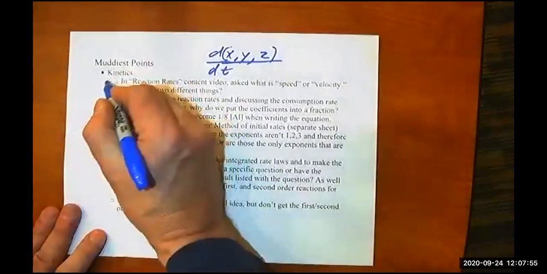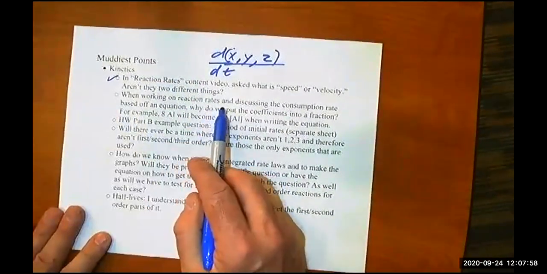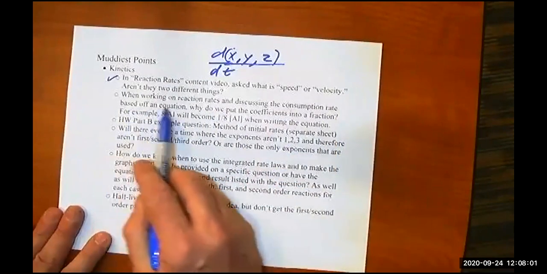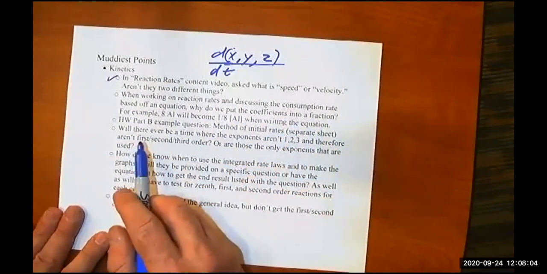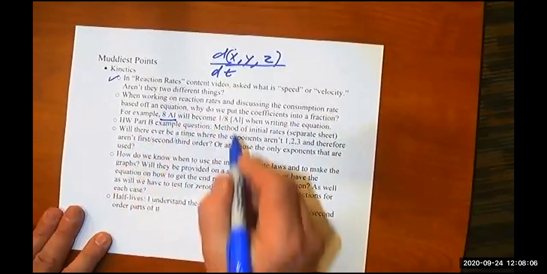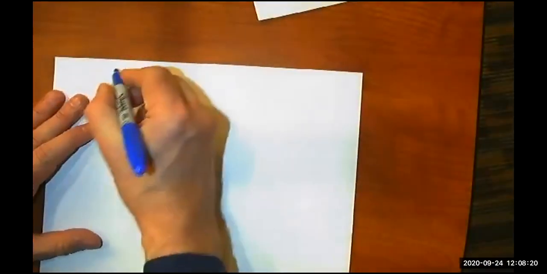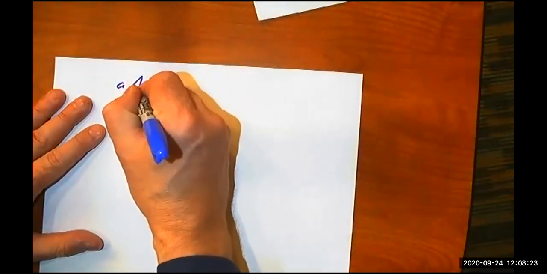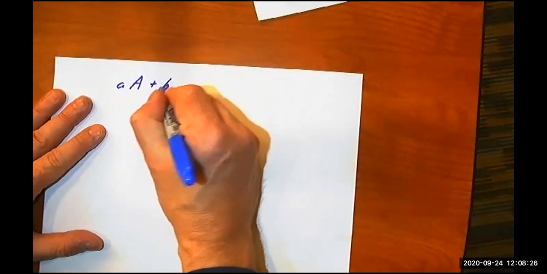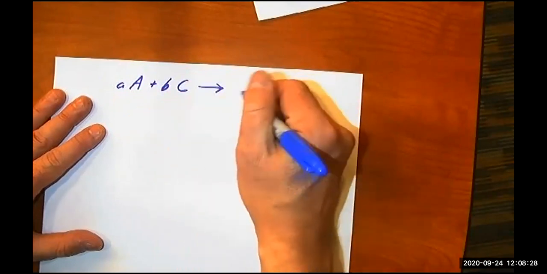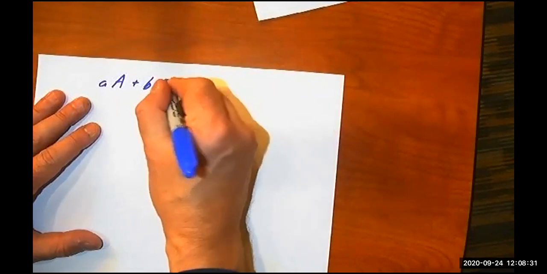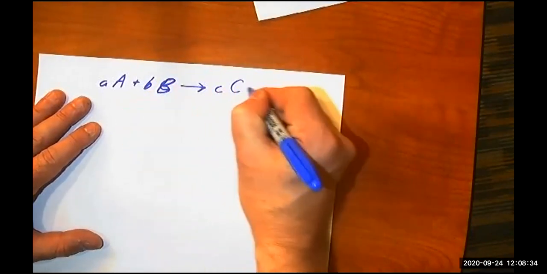Okay. All right. When working on reaction rates and discussing the consumption rate based off an equation, why do we put the coefficients into a fraction? So for example, 8 aluminums become 1/8 concentration of aluminum when writing the equation. Okay, so this is getting at the question of, let's say we have coefficient a times species A, coefficient b times species B goes to form, let's be consistent, c C plus d D.